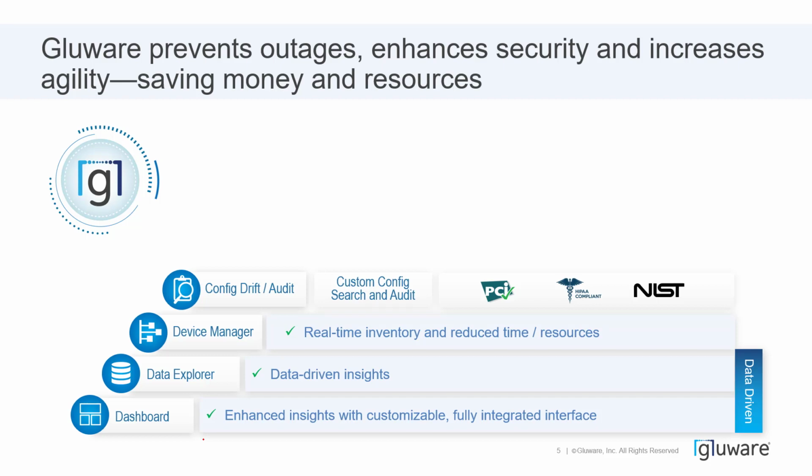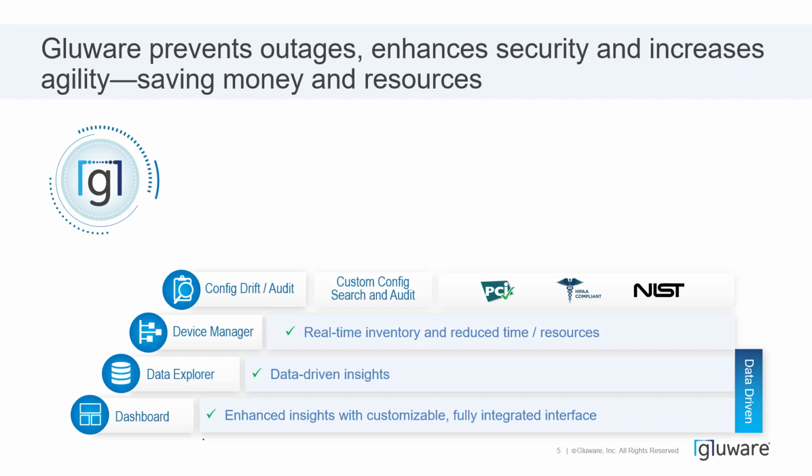Drift gives you the ability to monitor config change. You can schedule this, or you can trigger it with syslog integration. So if we get a syslog message indicating that someone has gone into config mode, we can trigger a drift, and then through the app you can see exactly what has changed, who and when.